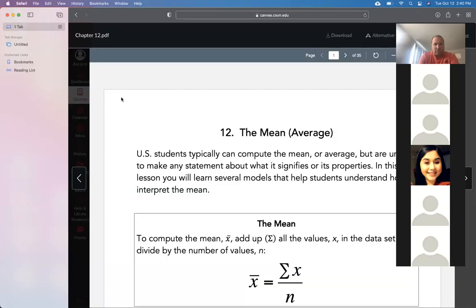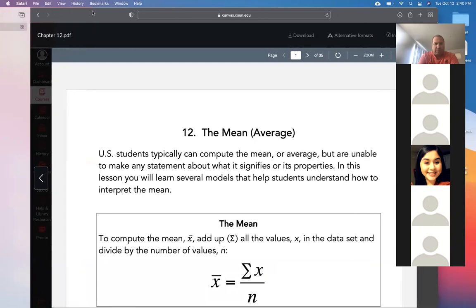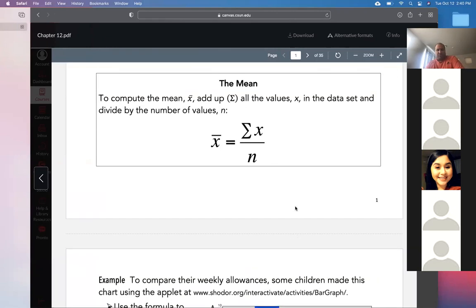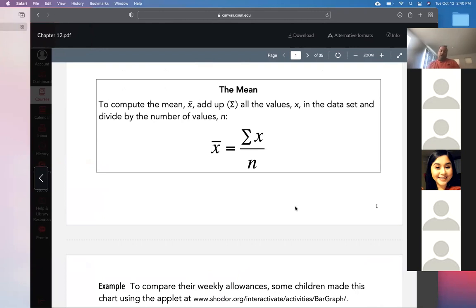So, okay, everyone see the mean? Yeah. Okay. So we have the mean, we have the average. Okay, so how do you compute the mean? You add up all of the data points and divide by how many you have.